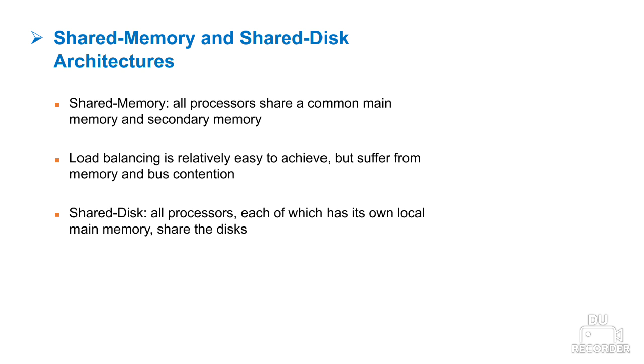Shared memory: all processors share a common main memory and secondary memory. Load balancing is relatively easy to achieve but suffers from memory and bus contention. Load balancing, why is it easy? Because we use only a single memory, and when, for example, a processor P1 makes some changes in the memory, it will be seen by all the processors. Shared disk: all processors, each of which has its own local main memory, share the disks.